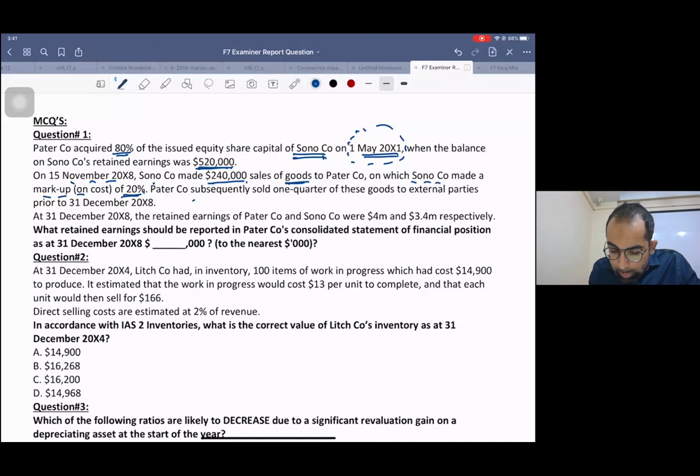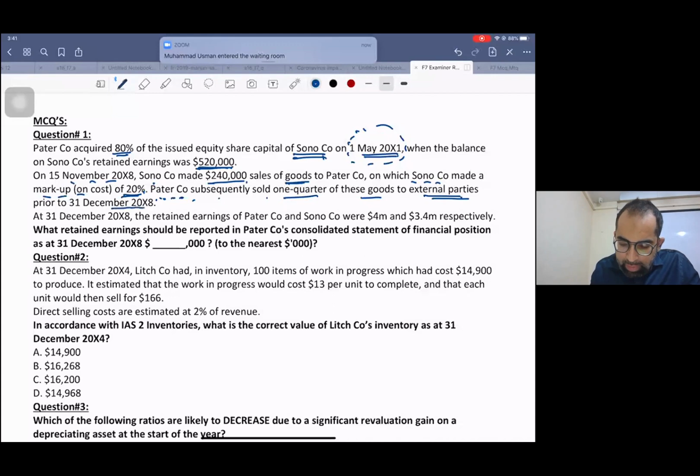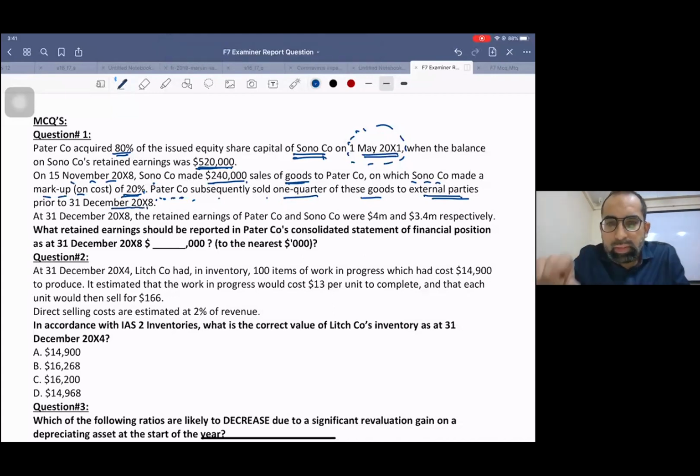Peter Company subsequently sold 1/4 of these goods to external parties prior to 31st December X8. Very, very simple. Okay. So there should be some unrealized profit. Okay. And now you can also do it yourself. While I'm reading the question, you can also plan your thing as well.